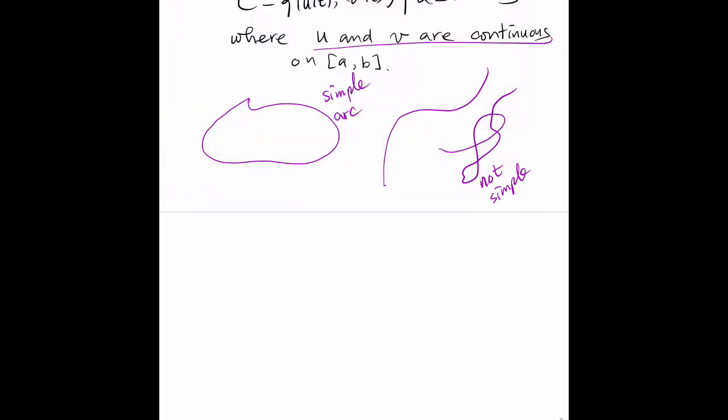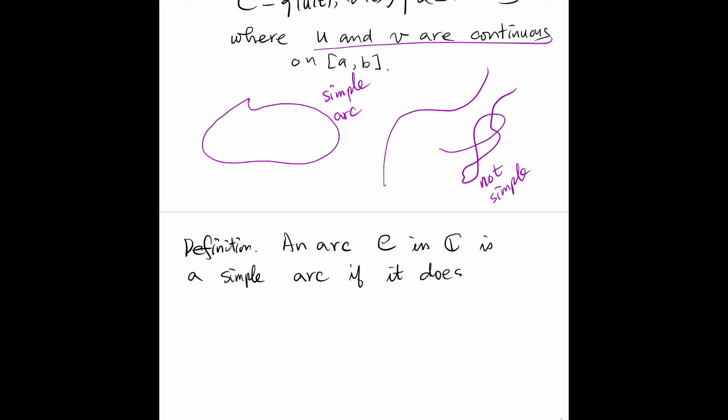Okay, here's the definition. A curve C in the complex plane is a simple arc if it does not cross itself. So let me remove this. This is an arc C.